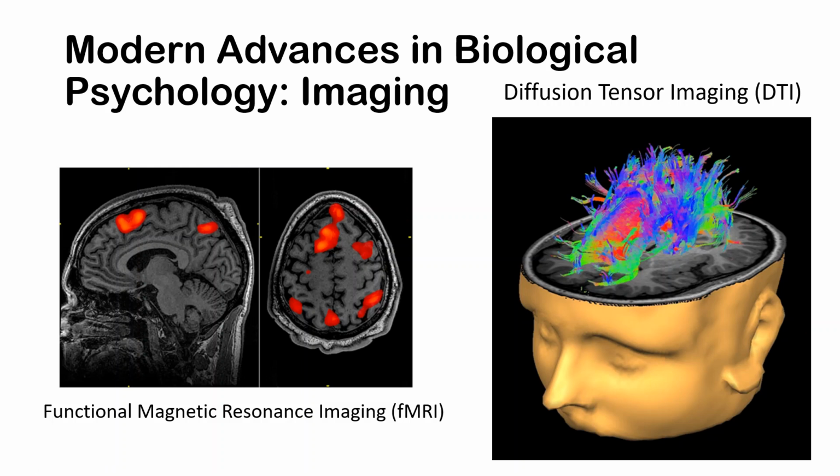Newer techniques called diffusion tensor imaging, or DTI, allow for a detailed examination of the connections between cells. What we're looking at in this image on the right is a DTI image. This is the corpus callosum, that brain region that spans the two hemispheres, allowing connections between the two. So, imaging techniques.